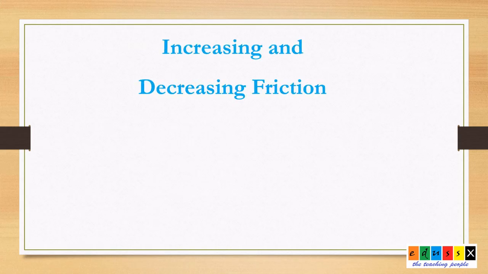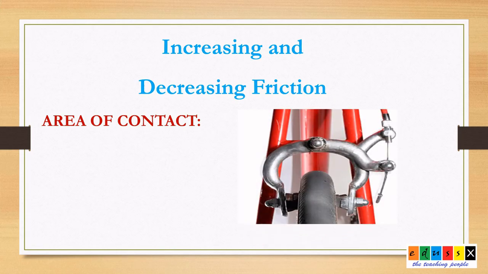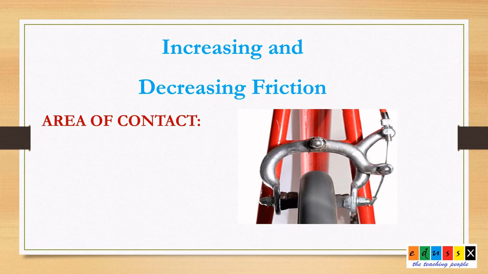Next is about increasing and decreasing friction. What happens when we decrease or increase friction? First is the area of contact. Friction can be increased by increasing the area of surfaces in contact. For example, the brake shoes in a cycle have to be adjusted so that they are close to the rim of the wheel, to increase friction between the rim and the brake. This depends upon the area of contact.